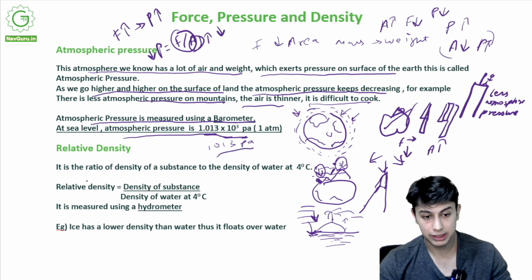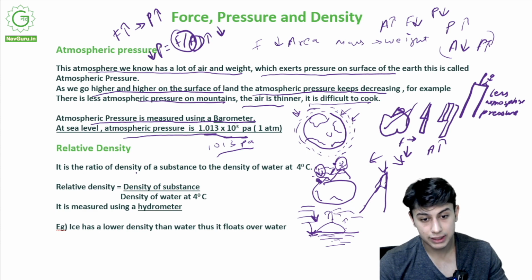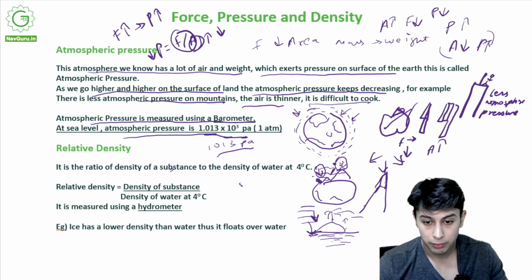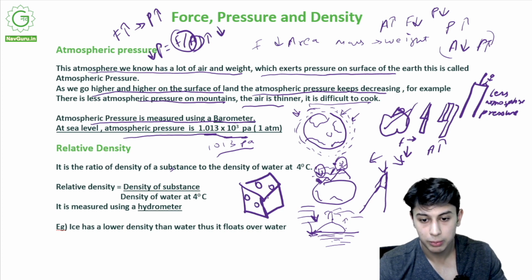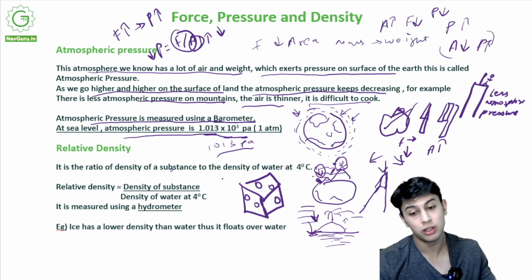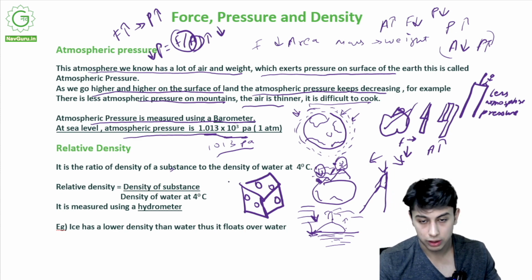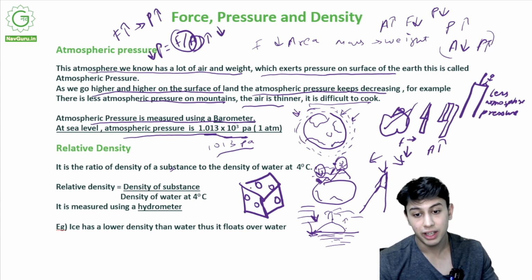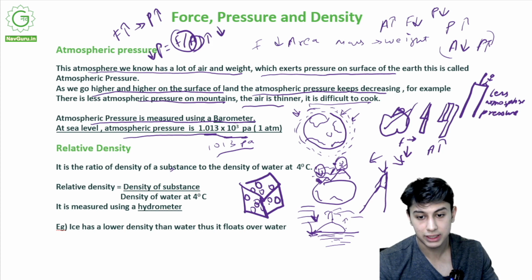Now we come to relative density. It is the ratio of density of a substance. Now you remember density. Density is how many molecules are in a particular volume. If you have a bottle of water, the liquid has fewer molecules, so it is less dense as opposed to something of higher density, which would be sand. It has a lot of particles, so that has more density.